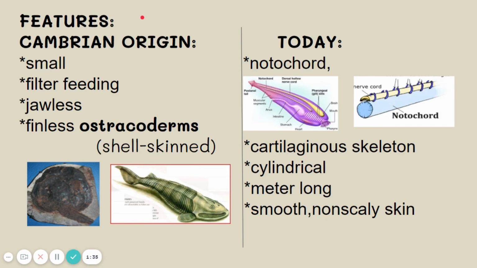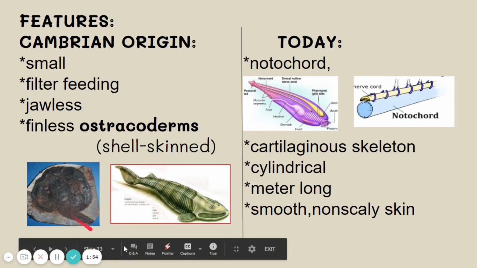Further features: during the Cambrian origin, jawless fishes were small, filter-feeding, jawless, and also finless ostracoderms. Ostracoderm in ancient Greek means shell-skin. They are armored jawless fish of the Paleozoic. So this is the ostracoderm.